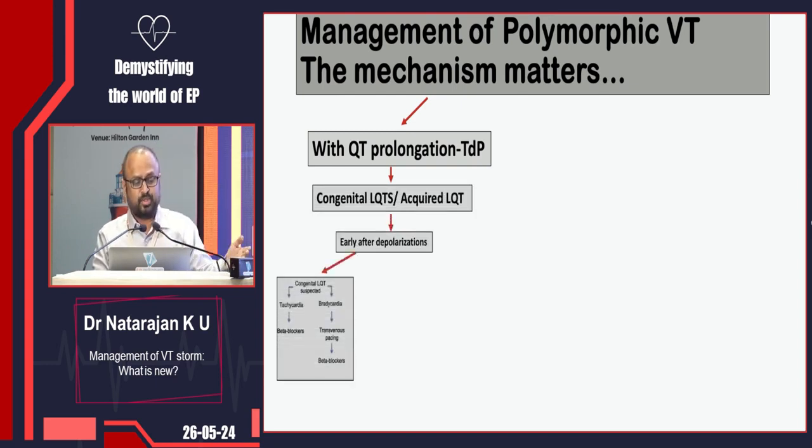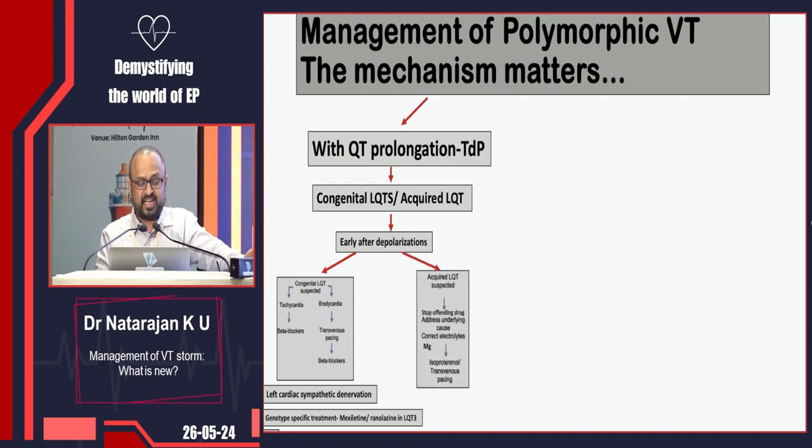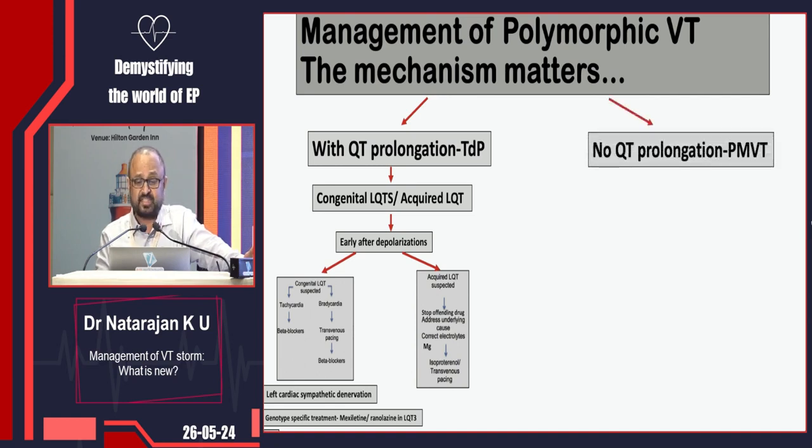If it is congenital, you treat accordingly. If it is tachycardia, beta blockers. If it is bradycardia, transvenous pacing, and then give maximally tolerated beta blockers. If refractory, sympathetic denervation, and of course genotype-specific treatment like mexiletine or ranolazine for long QT3. In acquired long QT syndrome, stop the offending drugs and correct electrolyte abnormalities. Isoproterenol and transvenous pacing can be done as temporizing measures. In the absence of QT prolongation, we call it simple polymorphic ventricular tachycardia.